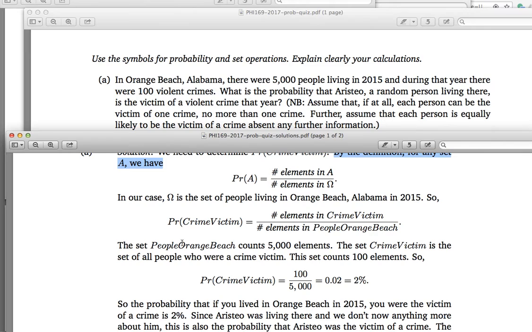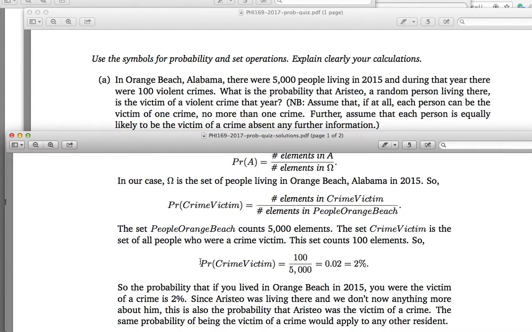Okay. So the probability of the event of being the victim of a crime, which is represented by the set of all people who were victimized, is given by a division. You divide the number of elements in the set crime victim by the number of elements of the set, which I call people in Orange Beach, because that's essentially our sample space omega. And that is pretty straightforward.